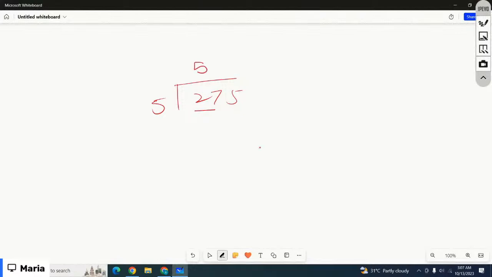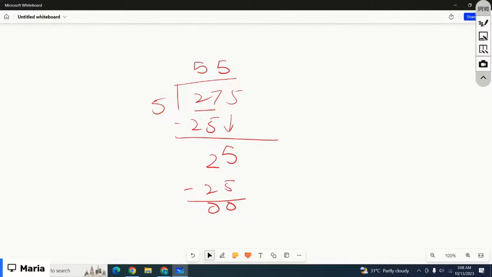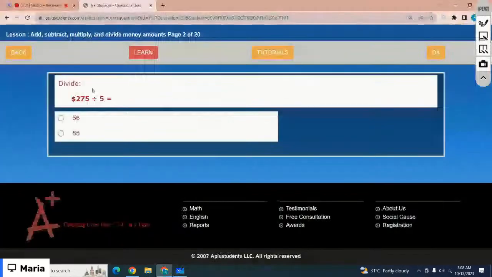So you can go for 5 times 5. 5 times 5 is 25, right? So 27 take away 25 is 2. You need to bring the next digit down. That is again 5. So you have 25. You can go for 5 times 5 makes 25. And 25 take away 25 is 0. Right? That means when you divide 275 by 5, the answer is 55. So $275, when you divide it into 5 equal groups, the correct option is 55. Got it?